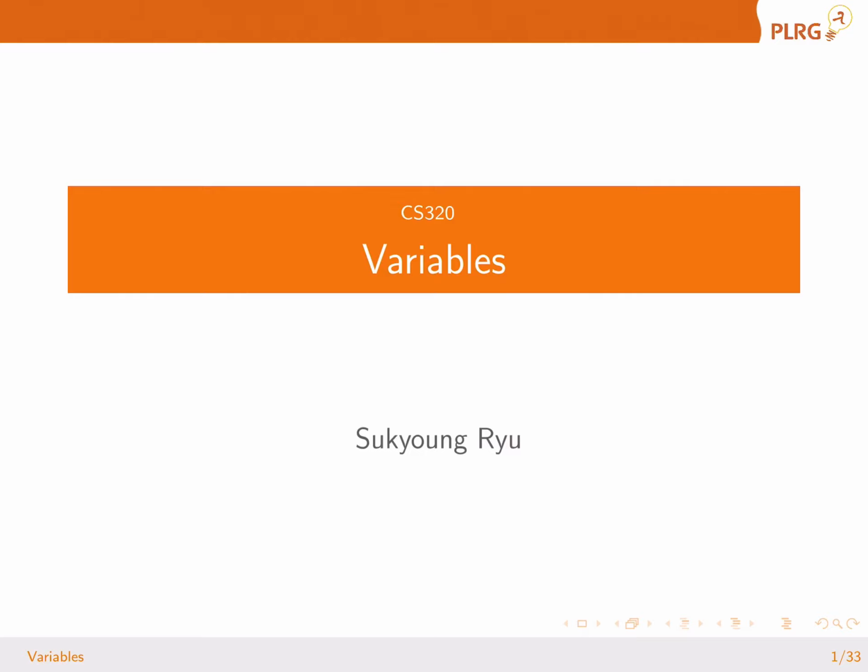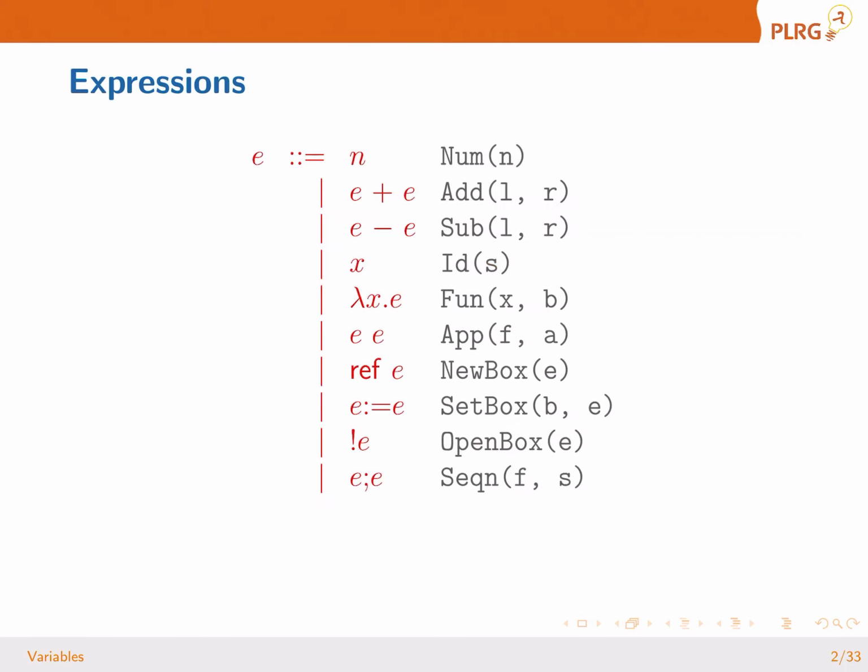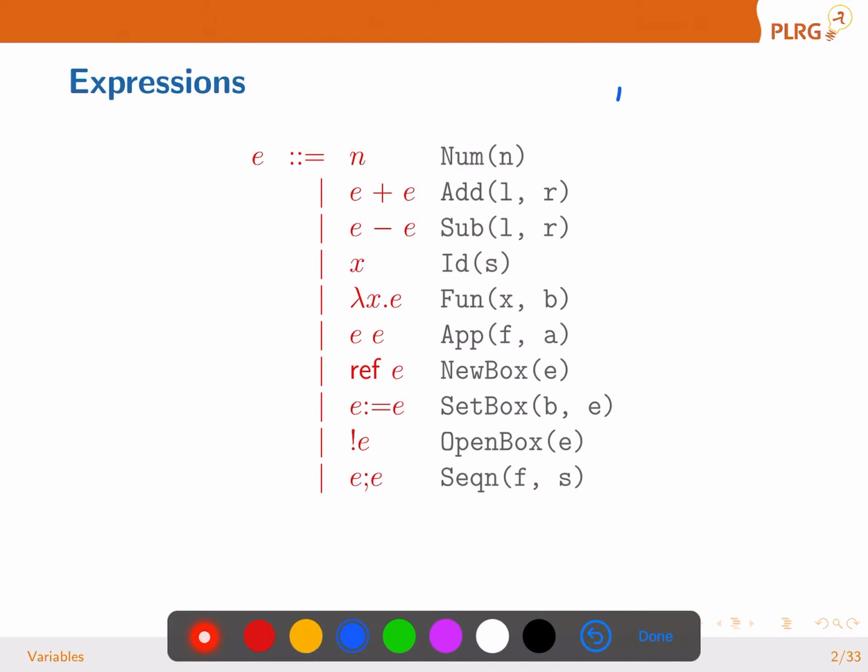Hi everyone. Today's topic is variables. This is the second lecture about mutation. First, we are going to talk about the operational semantics of the language that we learned on Monday. The language name was PFAE. Remember? The language was PFAE.